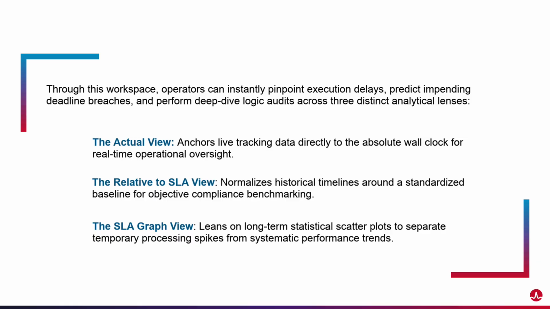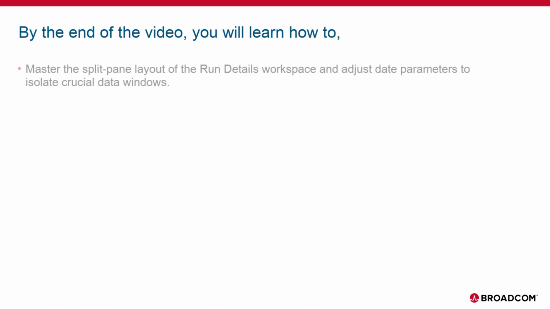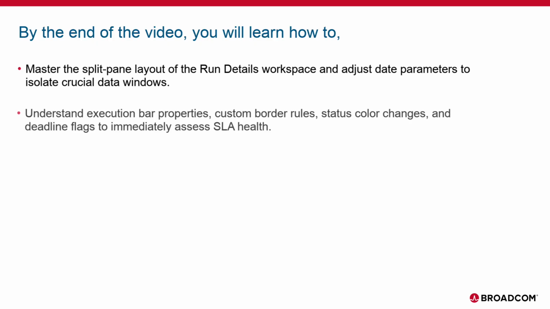In this unified lesson, we will follow Chris as she navigates these three analytical perspectives to uncover a glaring duration anomaly inside our critical processing core. By the end of the video, you will learn how to master the split-pane layout of the Run Details workspace and adjust state parameters to isolate crucial data windows. Understand execution bar properties, custom border rules, status color changes, and deadline flags to immediately assess SLA health.